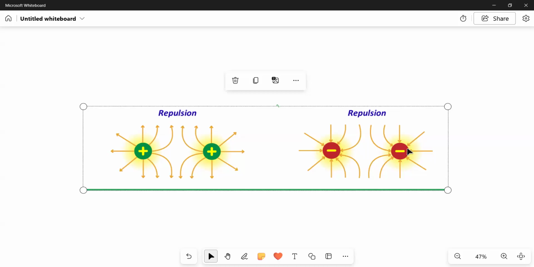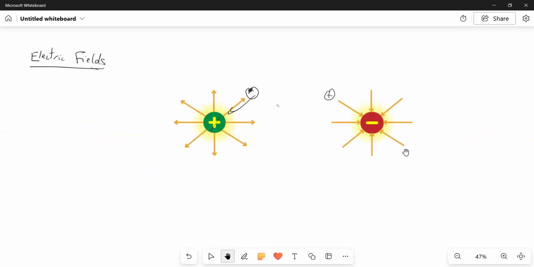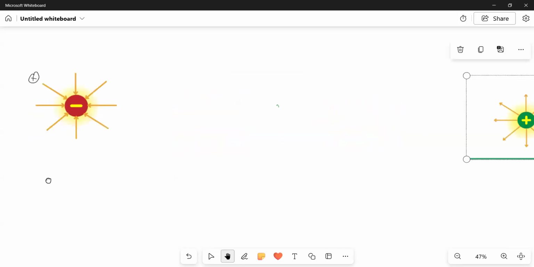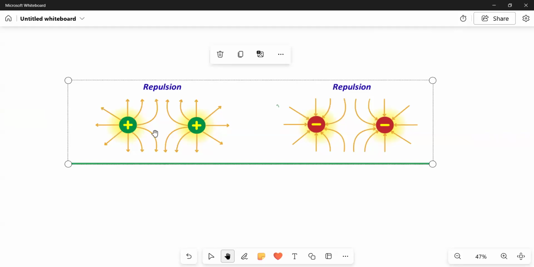Just like the poles of a magnet, right? North and north don't attract one another, they repel. But if the poles are different, one is positive, one is negative, they'll attract one another. As you saw down here, these two will definitely attract one another, right? But when they're the same, they're going to repel one another.